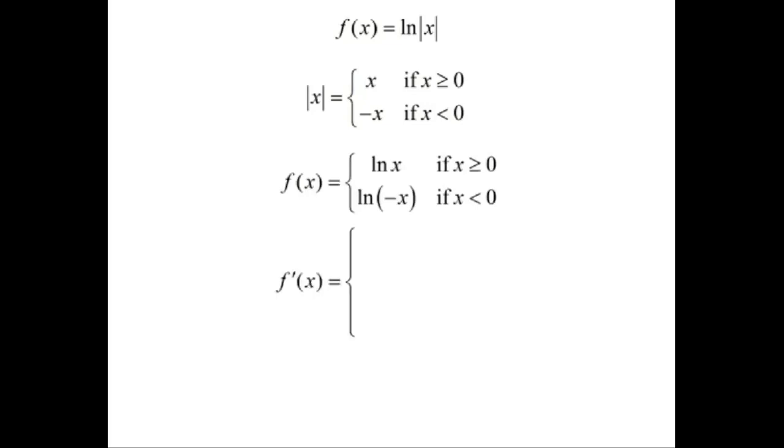So to find the derivative of the function, we need to take the derivative of the first region, which is equal to 1 over x, and then we take the derivative of the second region, which requires the application of the chain rule. So it turns out that the derivative of the natural logarithm of negative x is equal to 1 over x. So regardless of what region we decide to focus on, the derivative of the natural logarithm of the absolute value of x is just equal to 1 over x. So next time you see this function, don't panic. It's just equal to 1 over x.